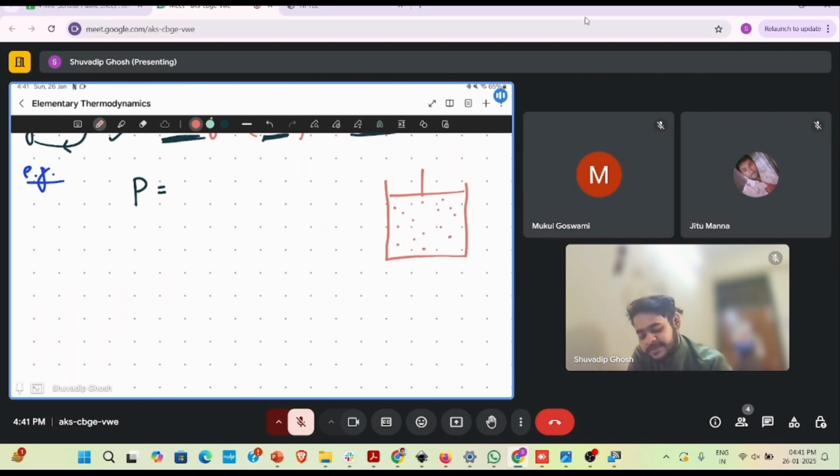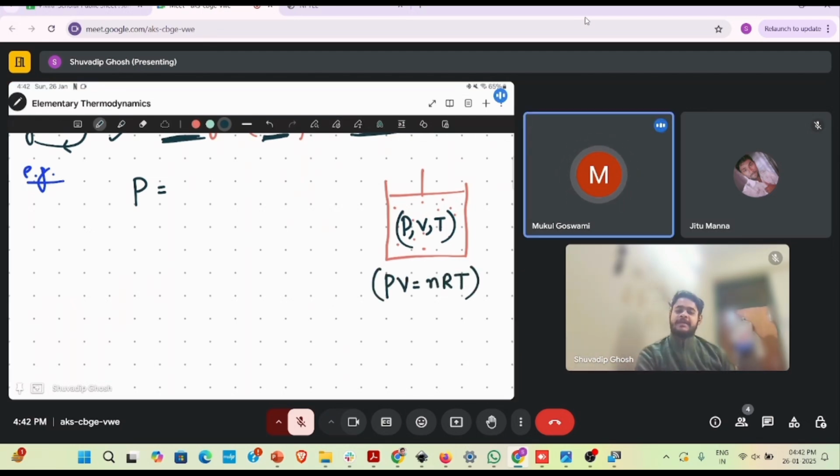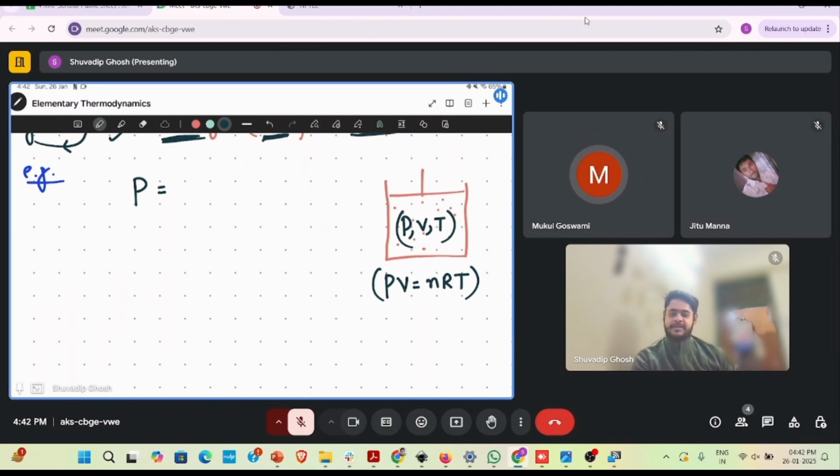And a macro state is represented by pressure, volume, and temperature. These three macroscopic variables are related by a universal equation, PV equals nRT, a linear equation. So in this equation, PV equals nRT, how many variables are there?